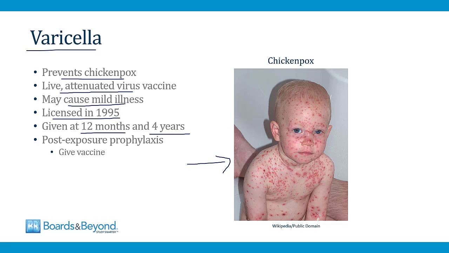When that happens, what you do is administer post-exposure prophylaxis, which is really just to give the vaccine. If a child before 12 months of age is exposed to a person with varicella, they should get their first dose early. If a child is between 12 months and 4 years and hasn't received the second dose and they're exposed to a person with varicella, then they should get the second dose early. Once they've had 2 dosages, they're considered to be immune and there's no need for any post-exposure prophylaxis.